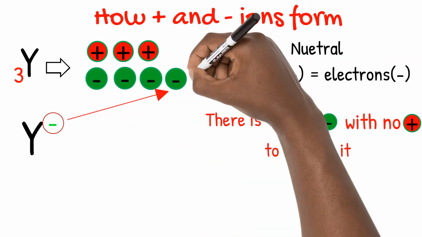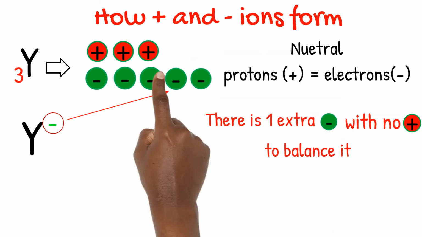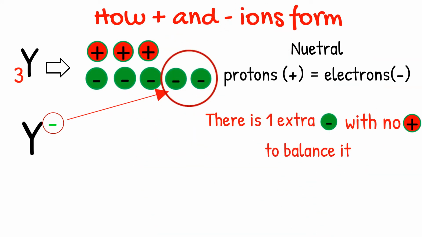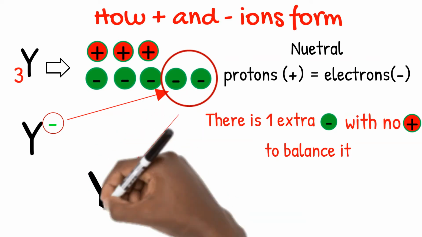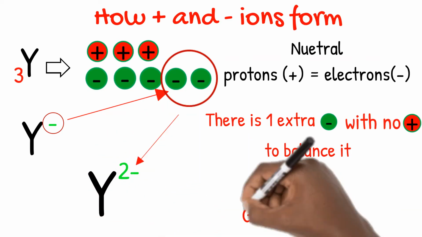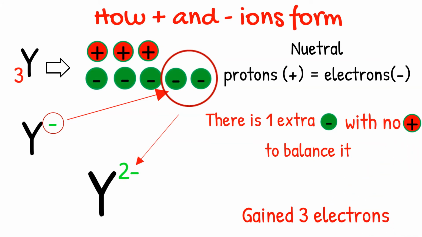So if Y now gains another extra negative electron, it means Y has 2 extra negative charges that have to be accounted for. So Y becomes Y2-. And if it gained 3 electrons, it becomes Y3-, and so on.